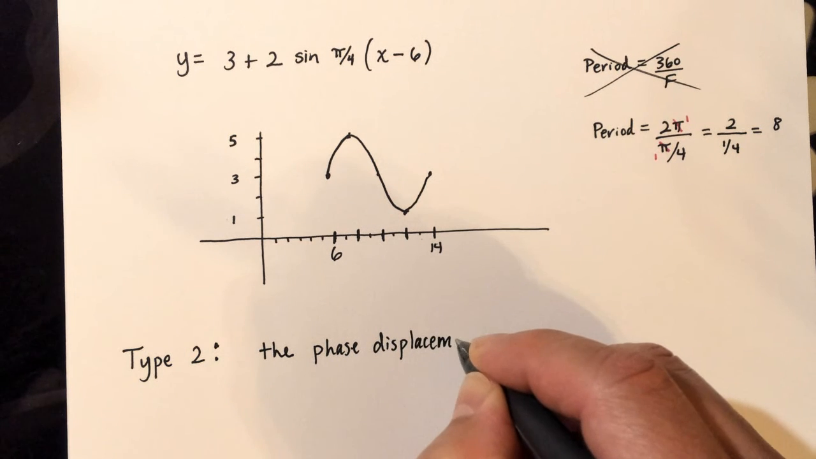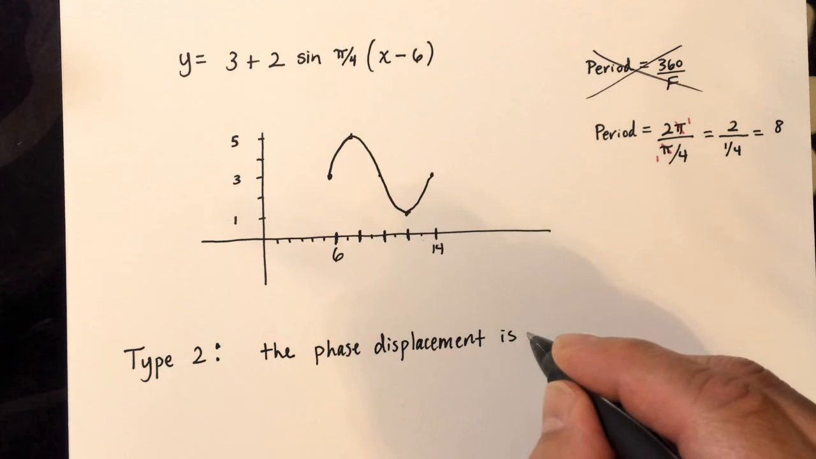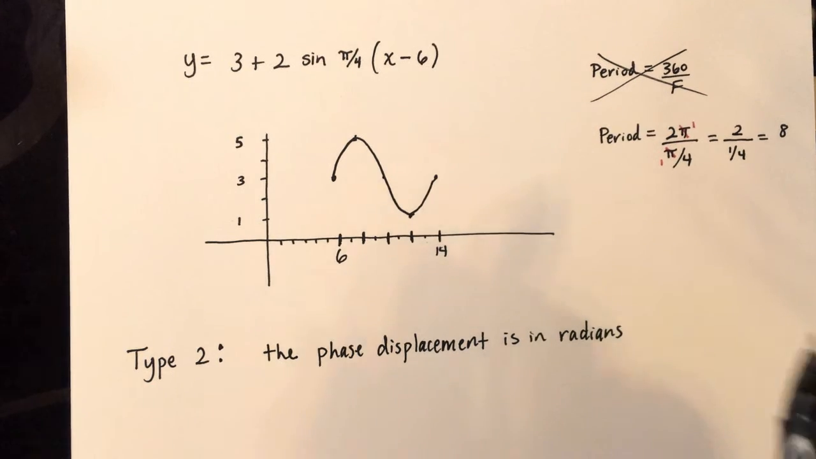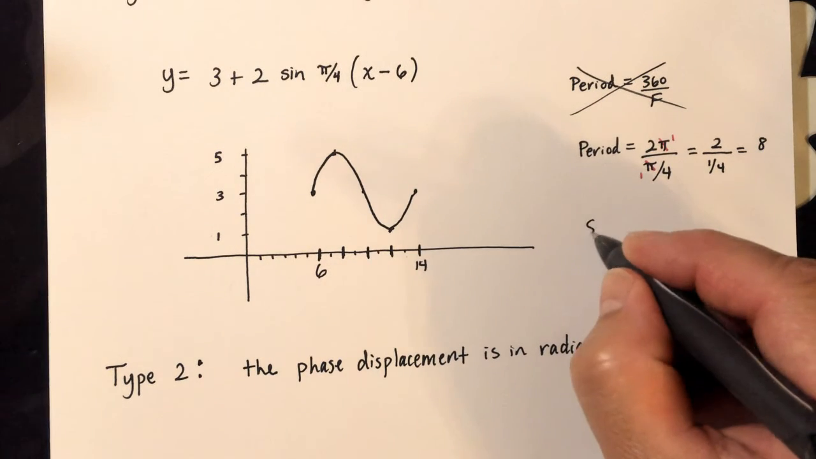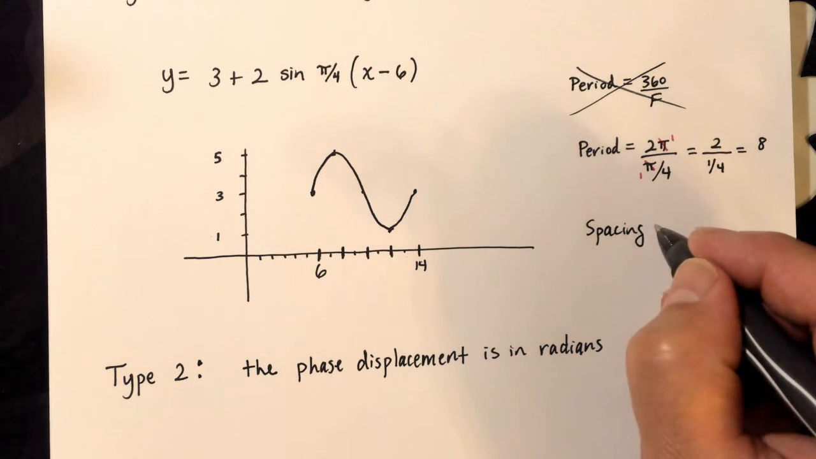By the way, before I actually do an example, the phase displacement is in radians. They're going to ask a question about spacing. I don't really care about this. If you leave it blank, whatever. But here's what they're asking for.